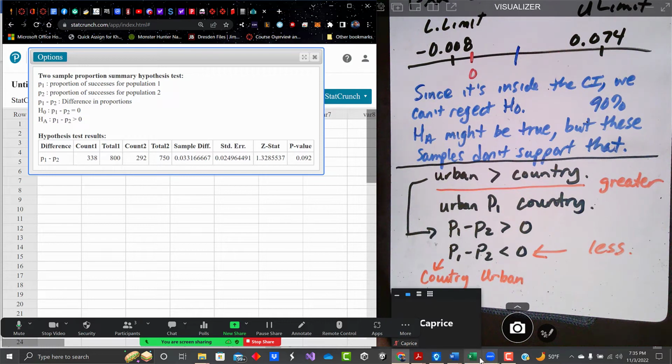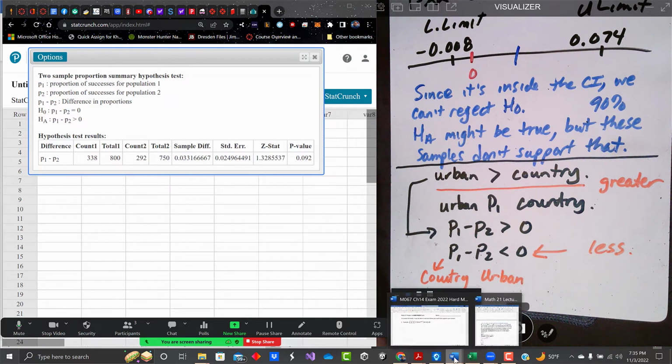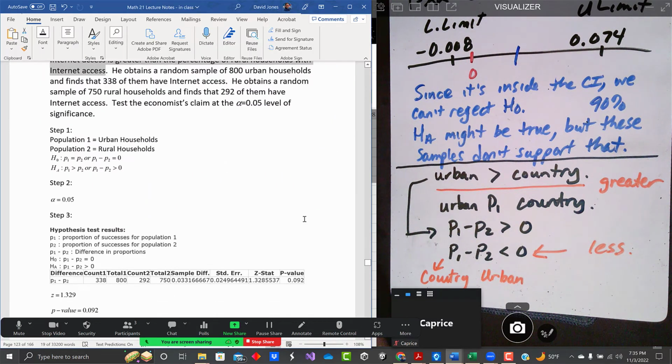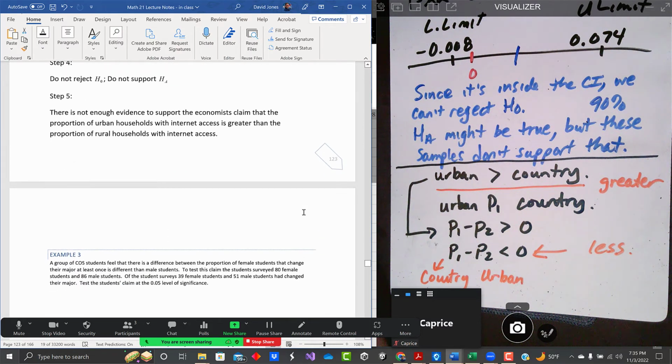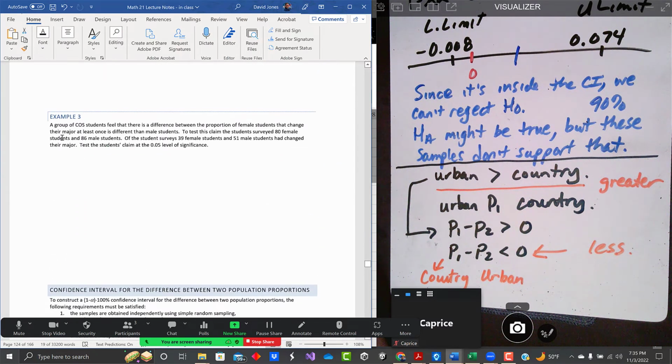Let's do another example real quick. Example 3, let me make it larger.